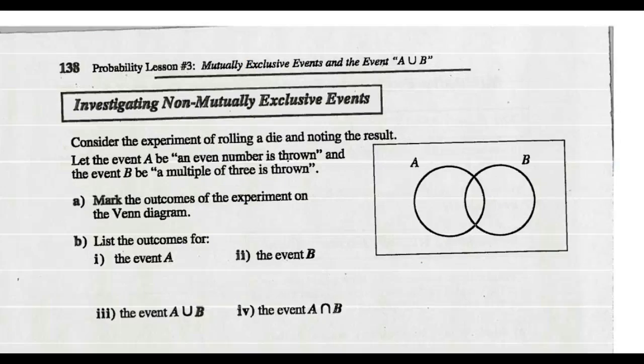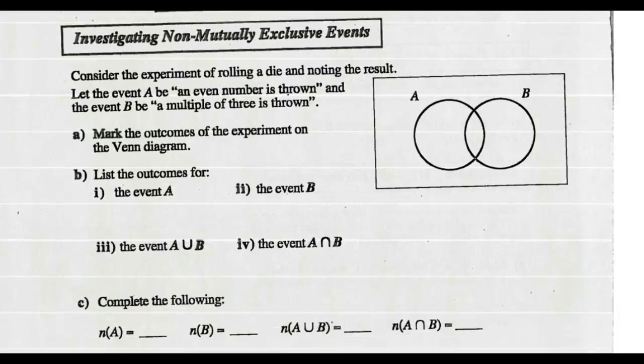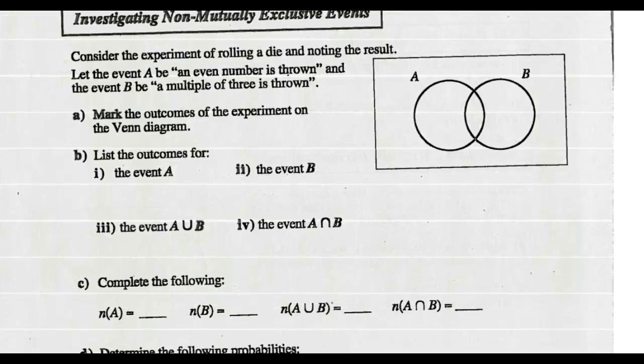Investigating non-mutually exclusive events. Consider the event of rolling a die and noting the result. Let event A be an even number is thrown. Event B be a multiple of 3 is thrown. Mark the outcomes of the experiment on the Venn diagram. So A is an even number, 2, 4. We'll put a 6 here because B is multiples of 3. 3 is not an even number, so it's going to stay in the B circle. 6 is an even number and a multiple of 3. 1 and 5 are neither even nor multiples of 3, so they're going to be on the outside of the circles.